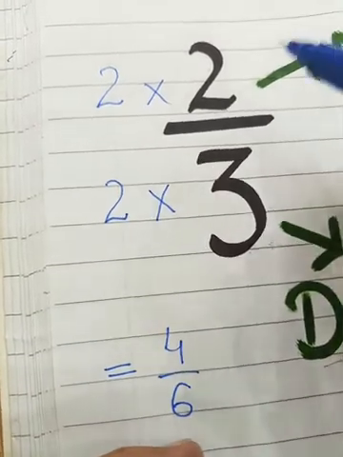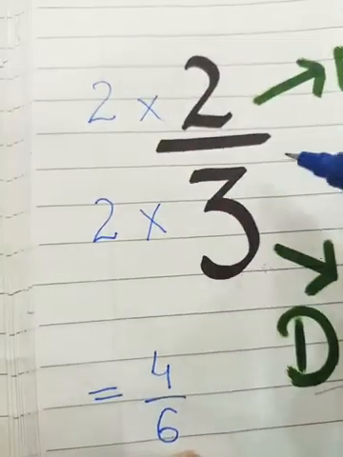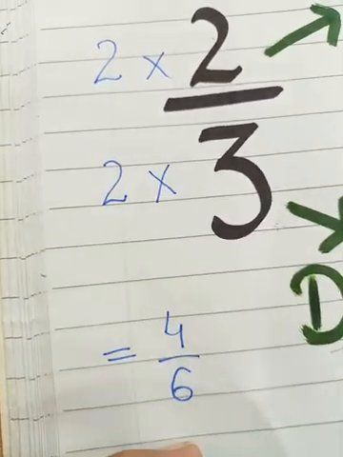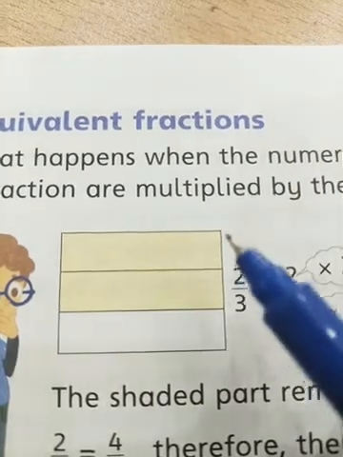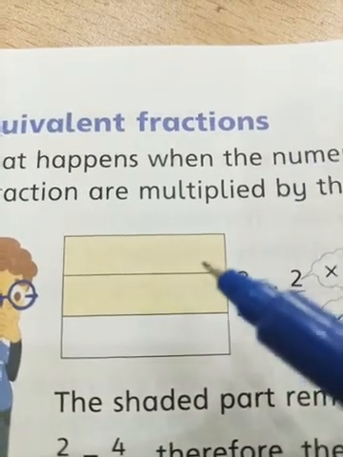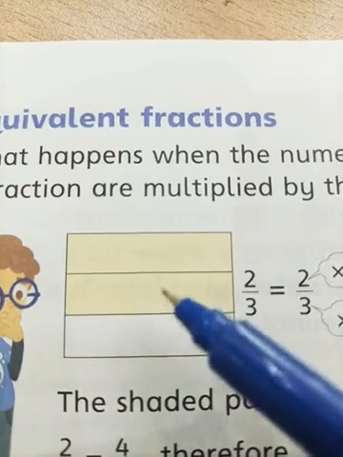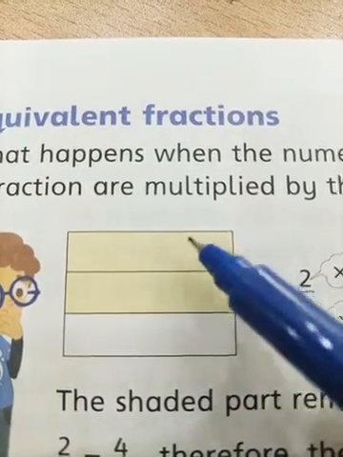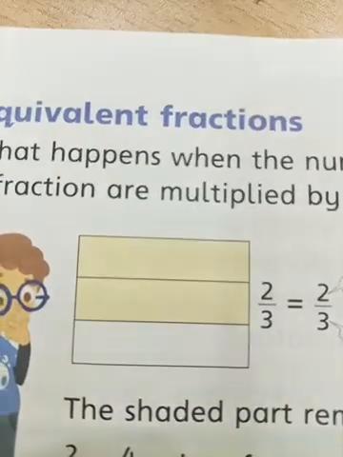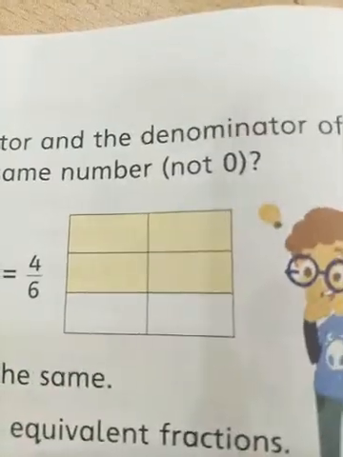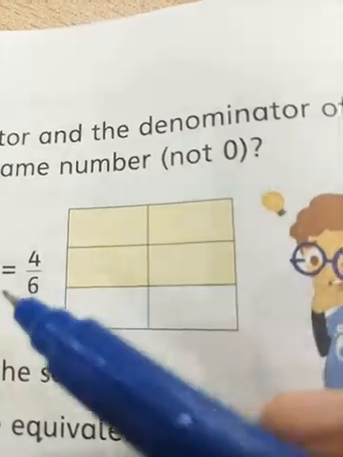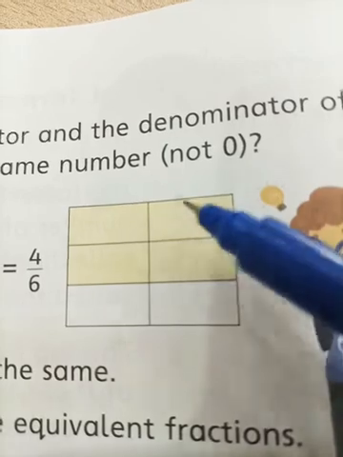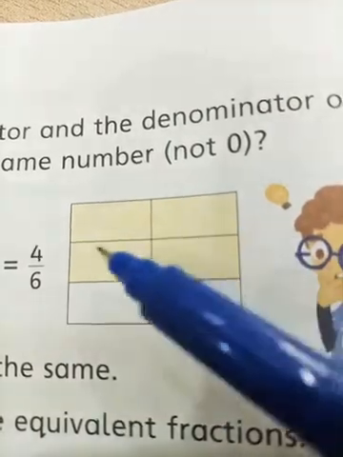Now students, here I am drawing the shape for 2 by 3 and also the colored shape for 4 by 6. Let's see it. Look at this, students, this is the shape for the fraction 2 by 3. Look at this, here we are having a total of 3 portions out of which 2 are colored. This fraction is 2 by 3. Now look at the fraction for 4 by 6. This is the shape for the fraction 4 by 6. Look at this, the total portions are 6 and out of which 4 are colored.